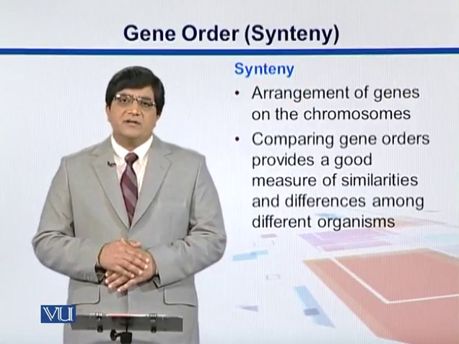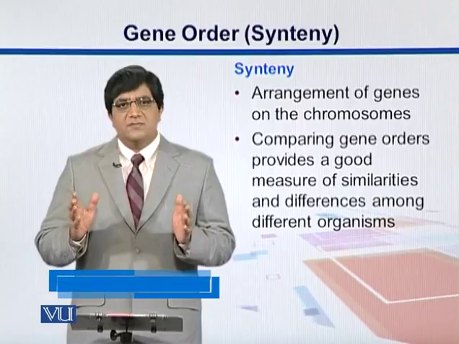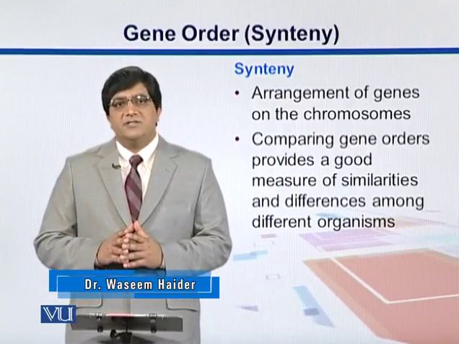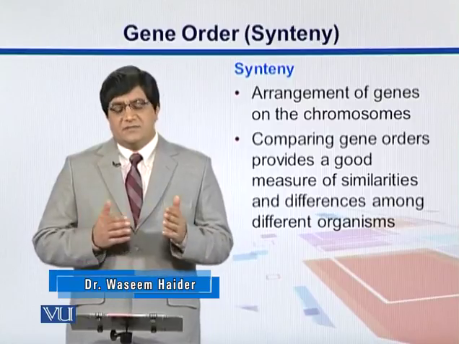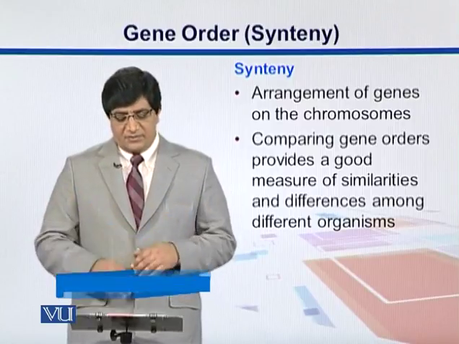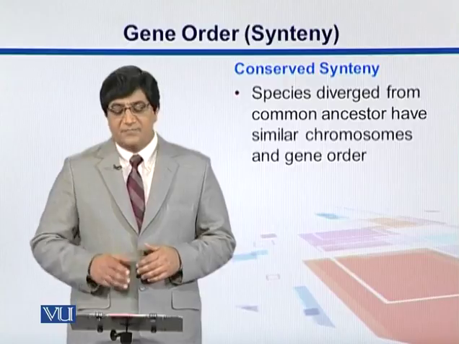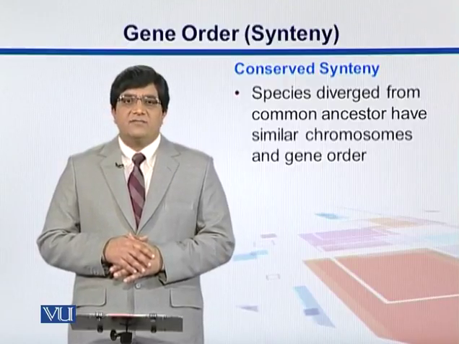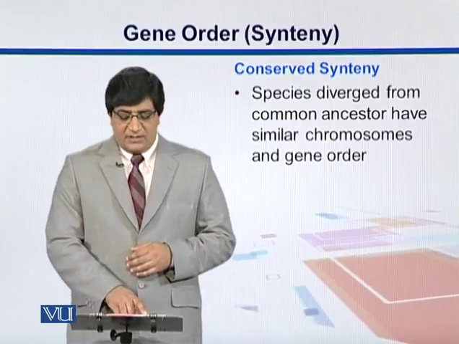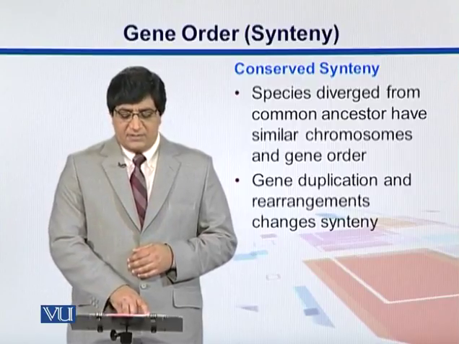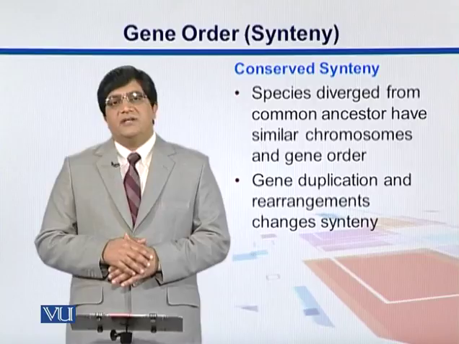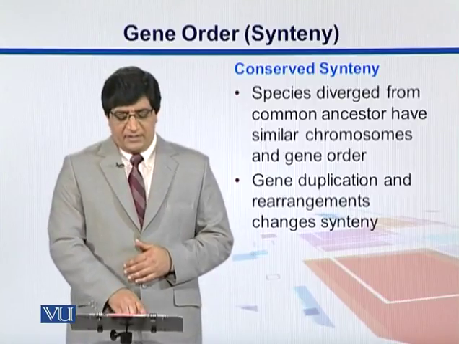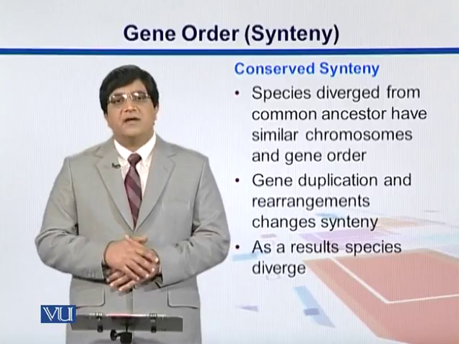Synteny is the arrangement of genes on the chromosomes, and comparing syntenies, or the gene order, between different species tells us about the distances among different organisms. Species diverge from common ancestors. They are supposed to have similar syntenies or gene orders, whereas we believe that gene duplication events actually change the gene orders, and as a result species diverge.